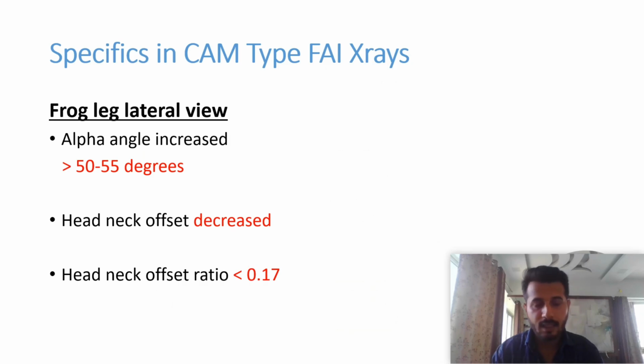Now let's come on to the interesting part, the specifics of CAM-type FAI X-rays. So you have obtained a view, either a frog lateral view or a Dunn view or a cross table axial view. Now the things which you have to look at, which you have to measure in CAM type of FAI, are the alpha angle, head neck offset and head neck offset ratio.